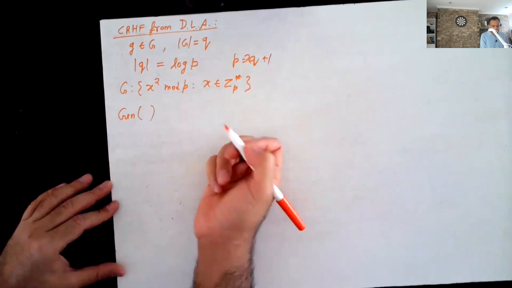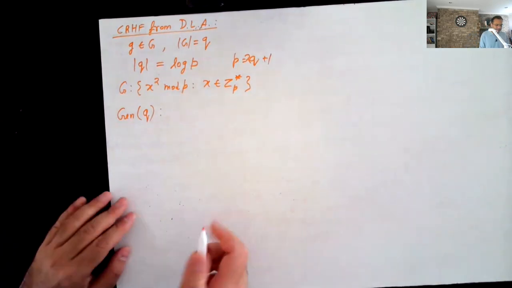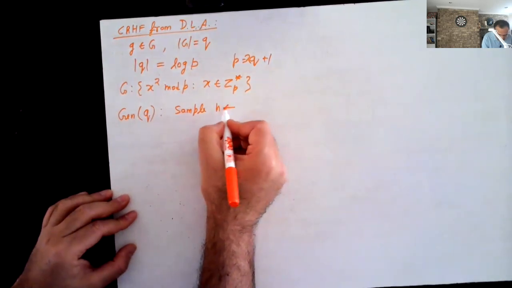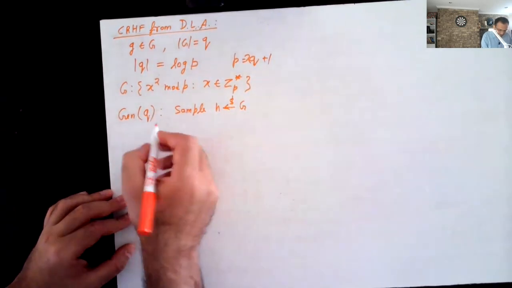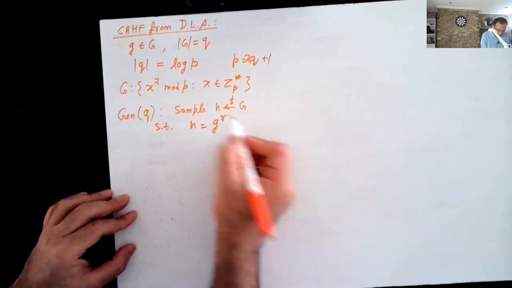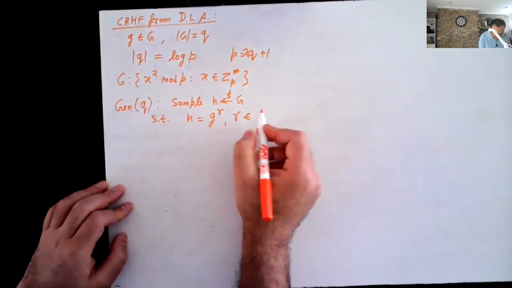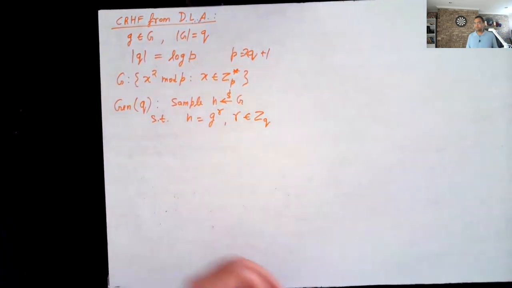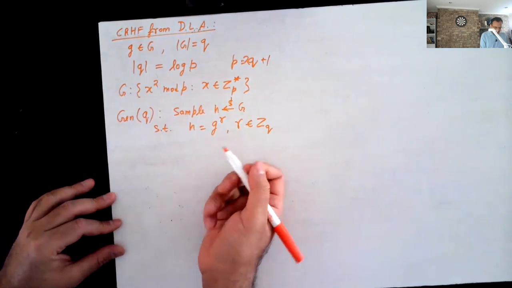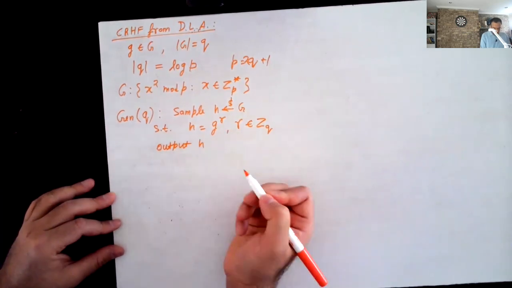And your security parameter in this case is either P or Q, or you can use Q here. So you sample H at random from the group such that H is equal to some G to the power R, and R will be in ZQ. Your hash function is just this H.